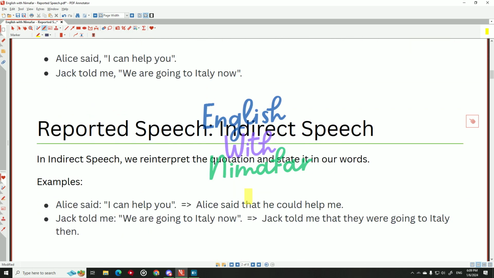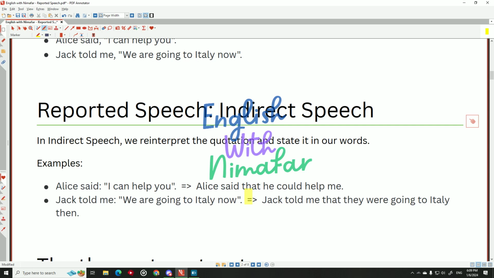Let's talk about indirect speech. In indirect speech, we reinterpret, which means to interpret again. If you don't know the meaning of interpret, it means to say something with your own opinions, based on your own opinions. So we reinterpret the quotation and state it in our own words.